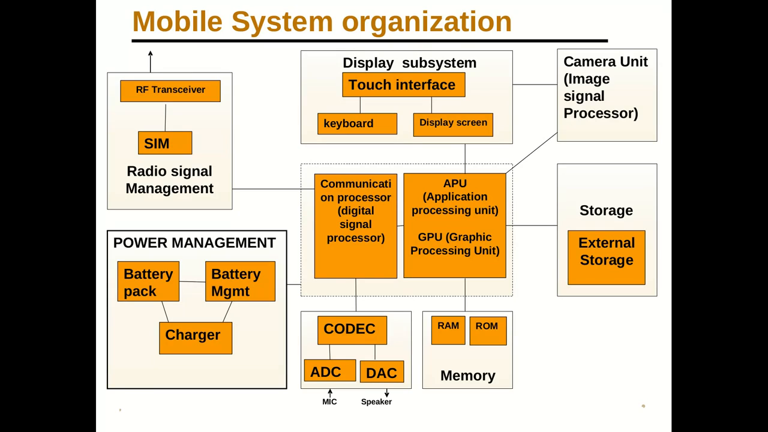What is mobile system organization? Your mobile system organization consists of different management subsystems. The first management is radio signal management, in which two things are involved. One is the RF transceiver. Now what is an RF transceiver? This is called a radio frequency transceiver. This means it's a combination of receiver as well as transmitter. This is responsible for sending and receiving data over the network.